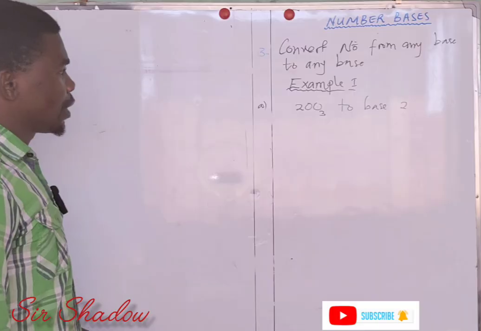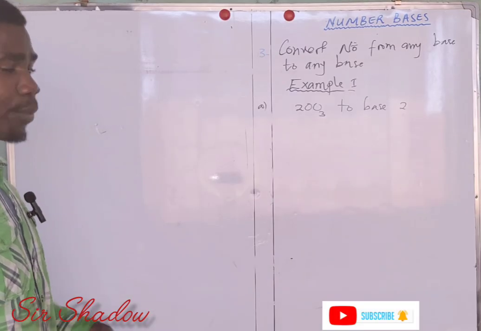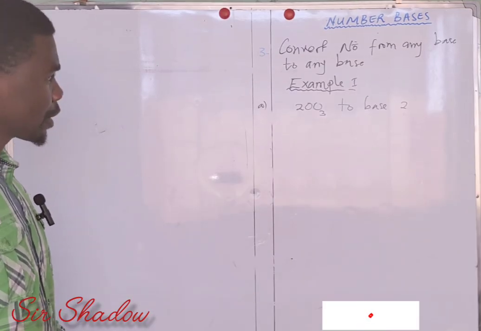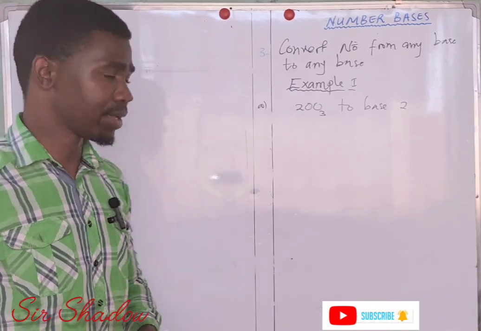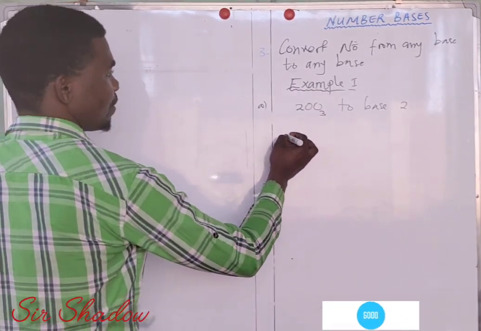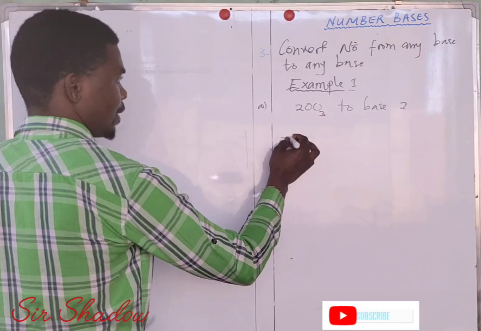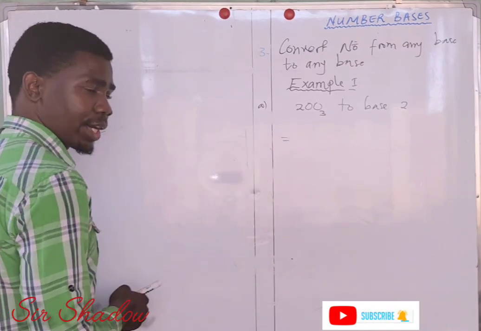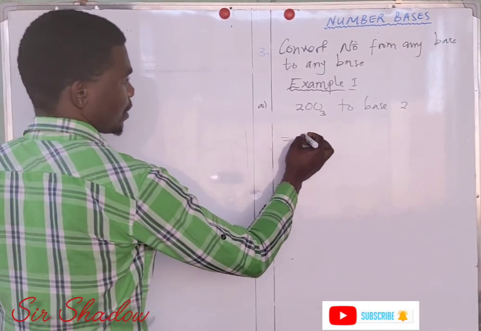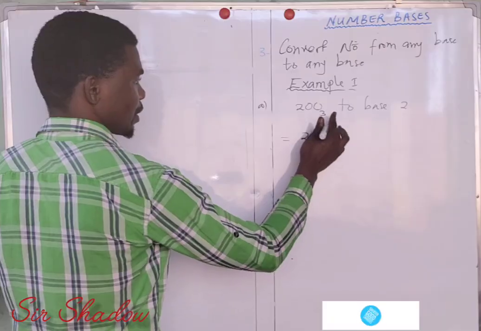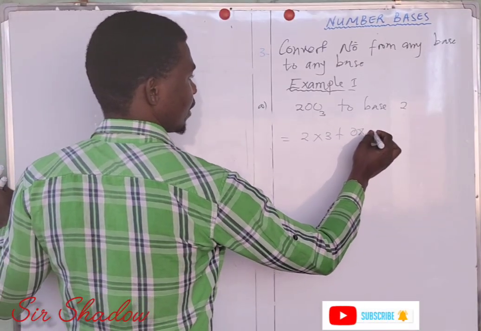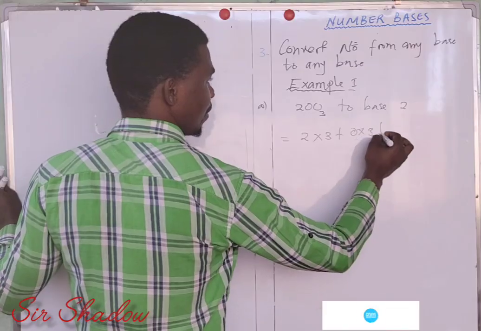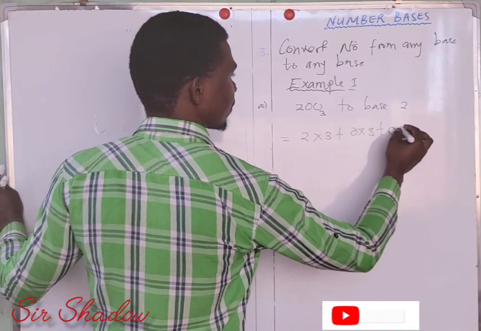Right, so whenever we are dealing with converting numbers from n base to n base, first of all, we convert the given number, which is 200 base 3, to a number in base 10. So let me first convert this given number, 200 base 3, to base 10. Let me say 2 multiplied by the base, plus 0 multiplied by the base, plus the last 0 multiplied by the base.